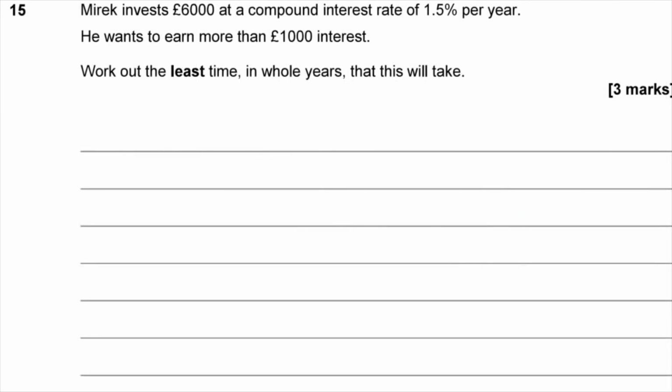Question 15. Mirek invests £6,000 at a compound interest rate of 1.5% per year. He wants to earn more than £1,000 in interest. Work out the least time in whole years that this will take. Okay, so with compound interest, we're going to be repeatedly multiplying through by a percentage of 1.5%. So my multiplier is going to be 100% plus my 1.5%, isn't it? Which is 101.5%, which as a decimal is 1.015.